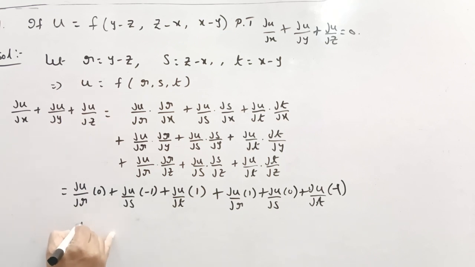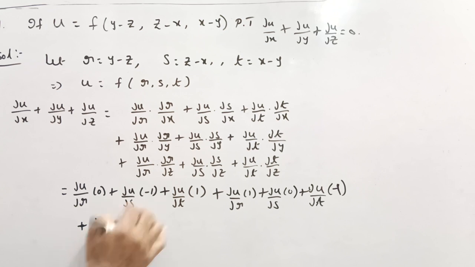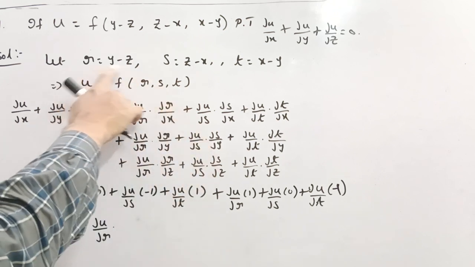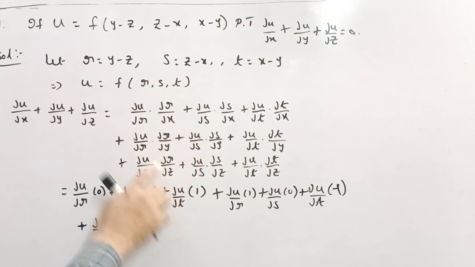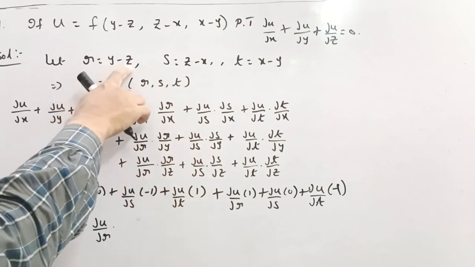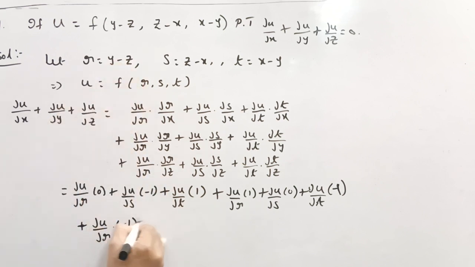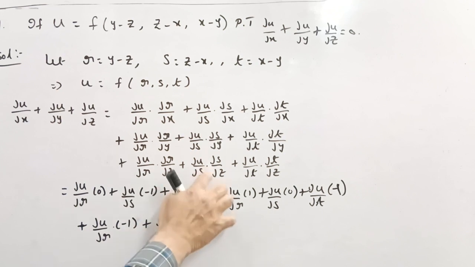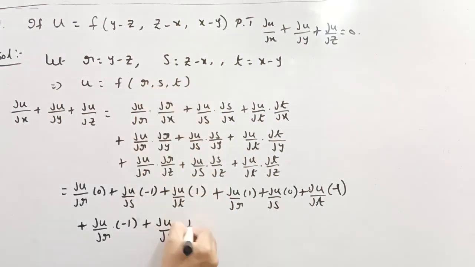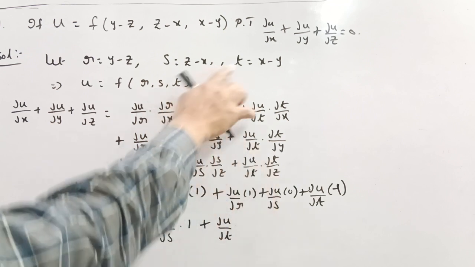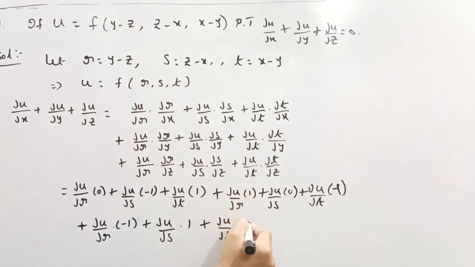And plus, last one, ∂u/∂r into ∂r/∂z. What is r here? y minus z. You have to differentiate with respect to z. So no z here is 0, z is 1. I get minus 1, plus ∂u/∂s as it is into ∂s/∂z. So z is 1 here. So plus ∂u/∂t into ∂t/∂z. No z here, 0. Now that here 0, correct?